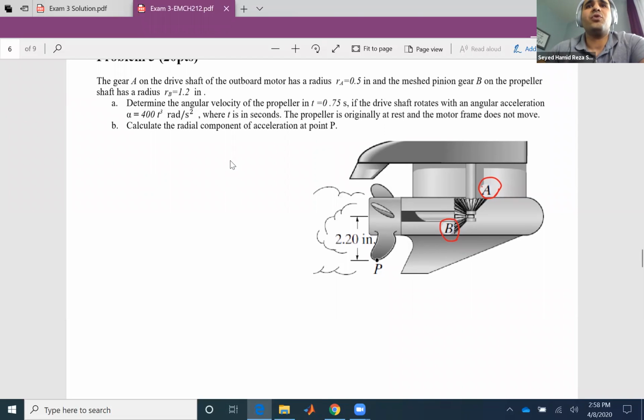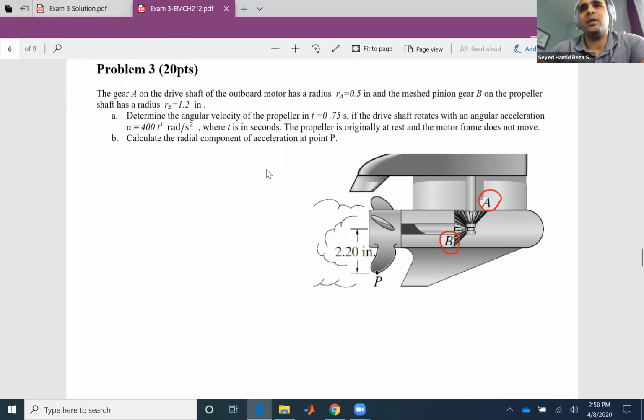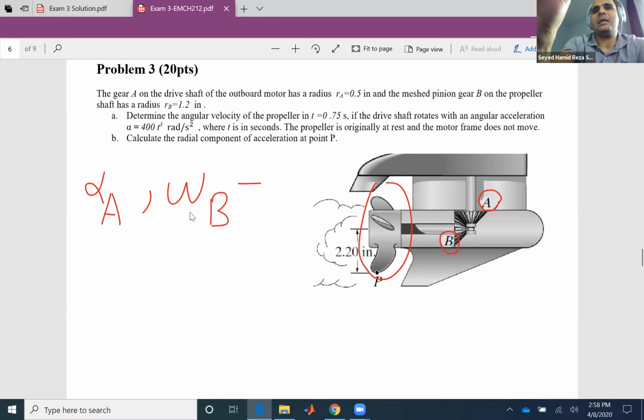So the question is asking to determine the angular velocity of the propeller after 0.75 seconds. So this propeller is connected to gear B. So whatever gear B is rotating, this propeller is going to rotate with the same velocity. If the drive shaft rotates with an angular acceleration of alpha, so we have alpha for gear A, we want to find the angular velocity for gear B. At least that's the first part. And then calculate the radial component of acceleration at point P. I want to find a_P as well.